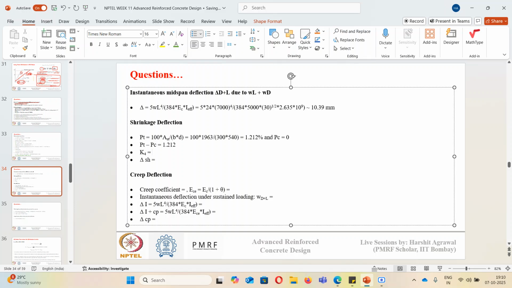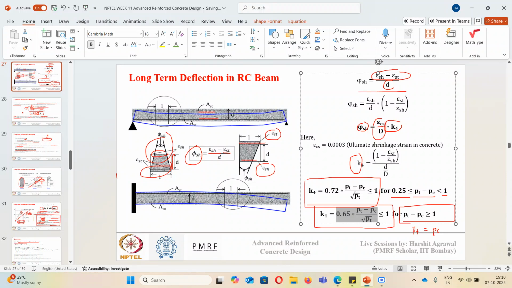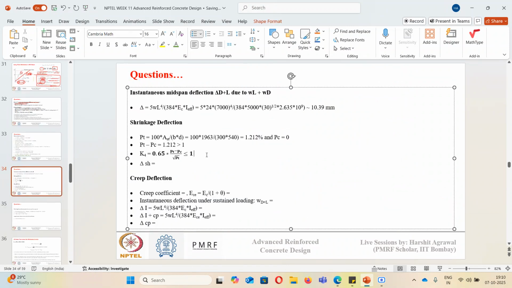Now since pt minus pc is greater than 1, we need to use the second formula that we saw in the shrinkage slide. So here I will use this second formula. If I just copy this formula here, it will be 0.65 times (pt minus pc) upon under root of pt. So pt minus pc, it is given to us as 1.212, upon under root of 1.212. This will come out to be equal to 0.716, which is less than or equal to 1. So we will use the k4 value as 0.716.